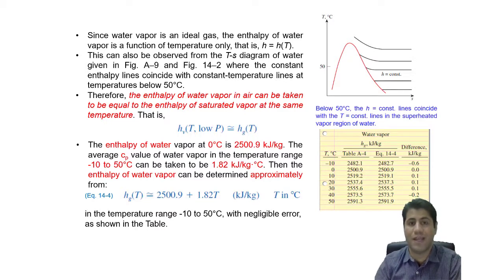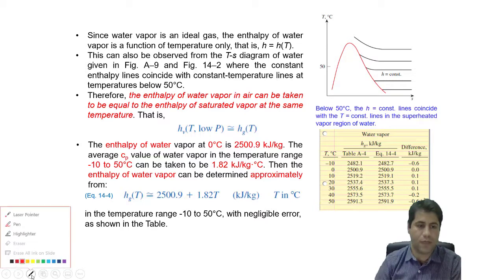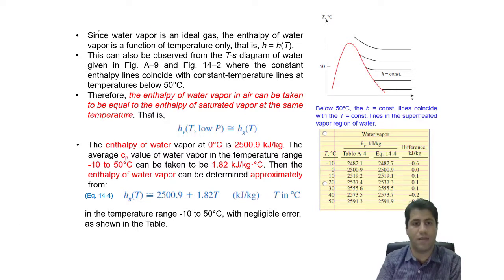Now let's see how we can calculate enthalpy for this temperature range, or if we can find any equation for that. As I told you, and you have seen, since water vapor is an ideal gas, enthalpy of water vapor is a function of temperature only. This equation, which you know from previous chapters: when we have an ideal gas, the enthalpy of that gas is only dependent on the temperature of the gas, which you can also see in this graph.